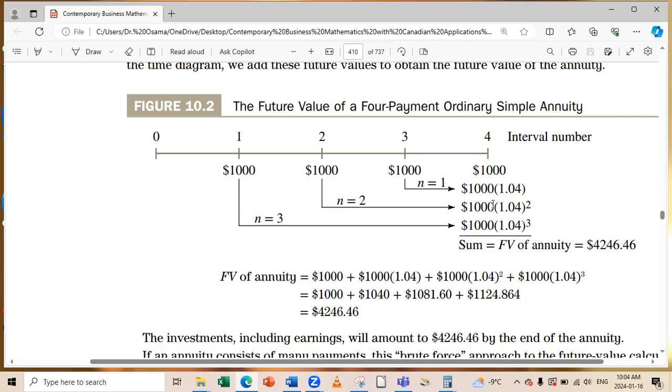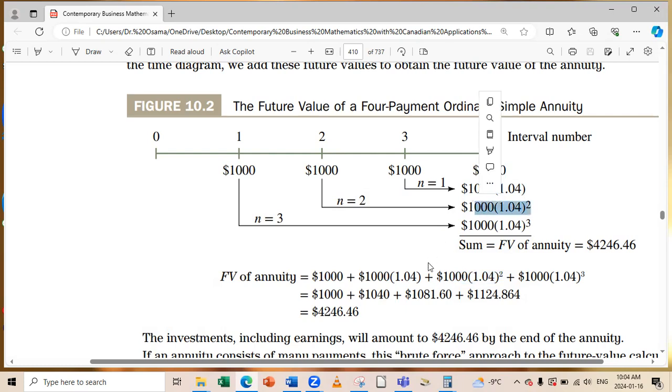So now I will add them up. When I calculate them, I will add them up. All together, the future value will be 4246.46. And how do we get it? This is the first 1,000. It is here. Then this is 1,000 multiplied by 1.04 for the 2nd year here.